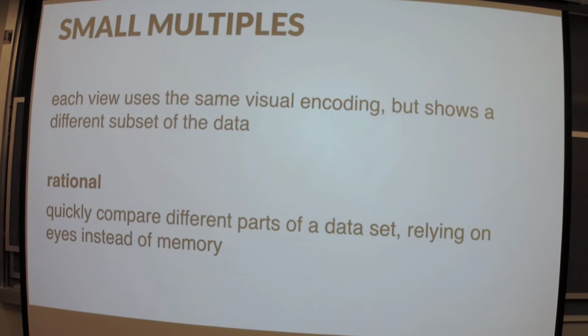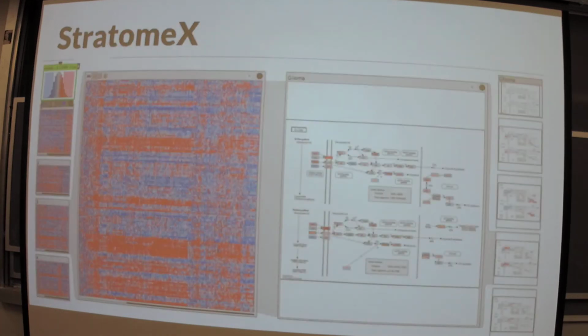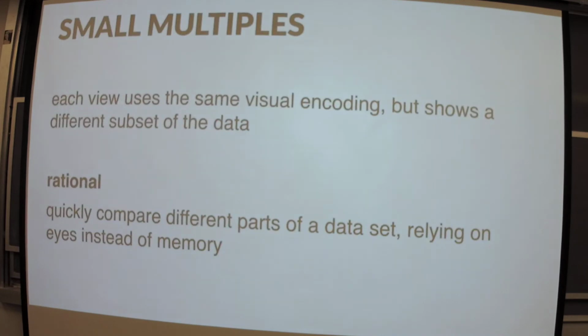In contrast to overview and detail, with small multiples, each view uses the same visual encoding but shows different subsets of the data. Earlier, in the overview and detail, we had the same data, or at least a subset of the data. Small multiples use different parts of the data. The rationale here is to be able to quickly compare different parts of the data set, again following this eyes over memory approach. So what do I mean by that?